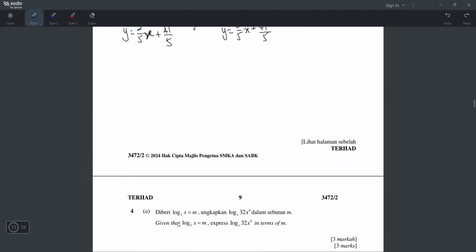Okay, let's do number 4. So number 4A, this is obviously from chapter 4, the indices, surd and logarithm chapter. So it says, given that log x base 2 is m, express log 32x^4 base x in terms of m.